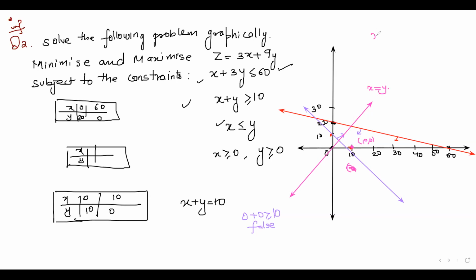If you put 10 comma 0 in x is less than or equal to y, you get 10 less than or equal to 0, which is incorrect, which is false. So this region will not be your answer. This will be your answer. So this will be your shaded region. Okay, so I hope you already know this. So take out the corner points and find the value of it.